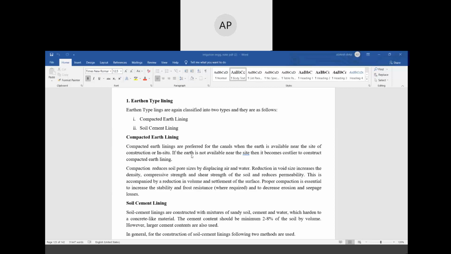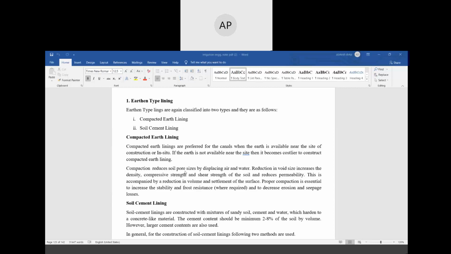If the earth is not available near the site, then it becomes costlier to construct compacted earth lining. Because you have to carry earth soils to the ground, you have to transport earth from another place, and that will be costlier because transportation cost will be there.